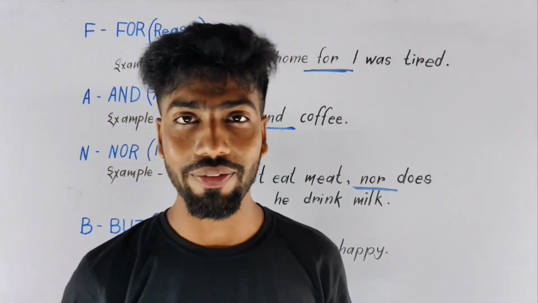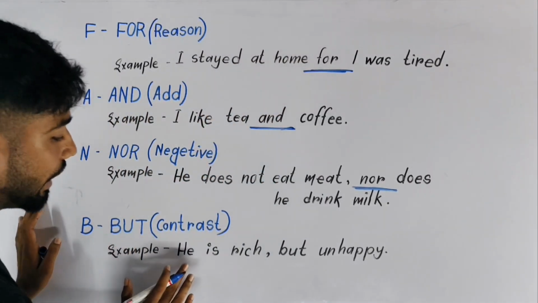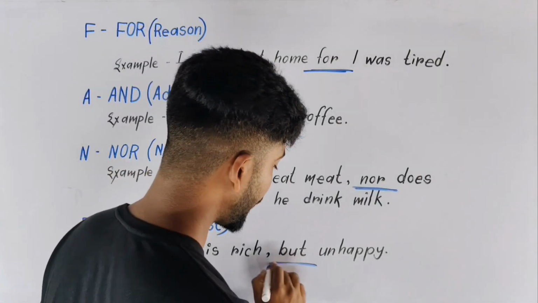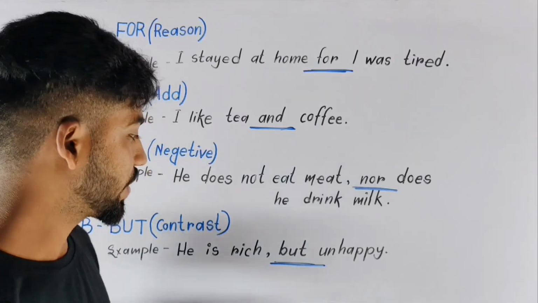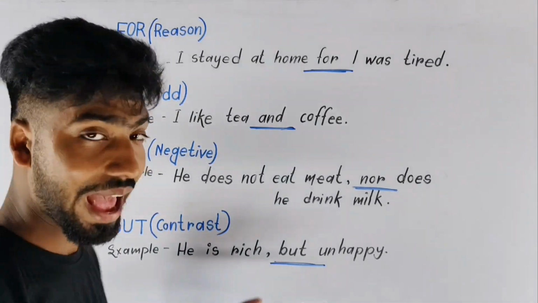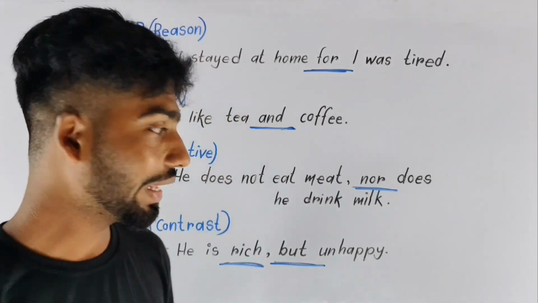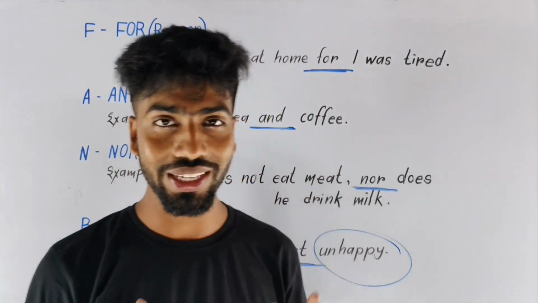Now we have a very important conjunction, but. For example, he is rich but unhappy. Here, but shows contrast and opposite ideas. Rich means a happy life, but here he is unhappy. So there is a contrast.